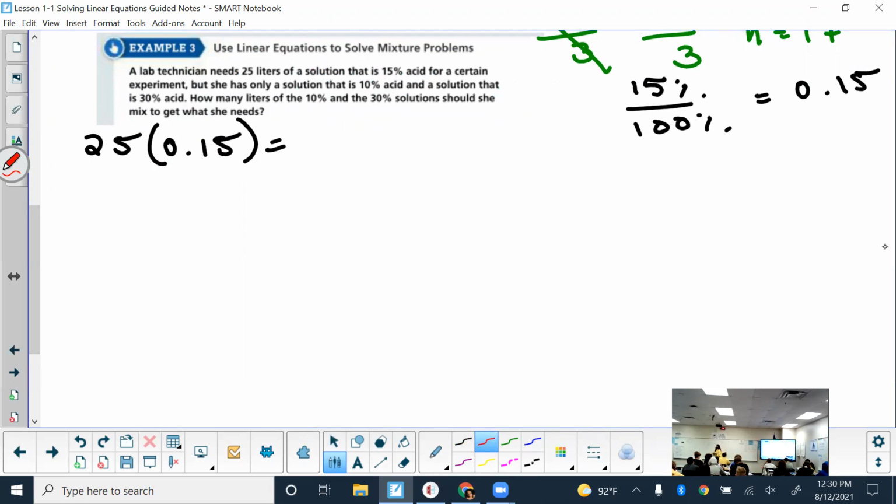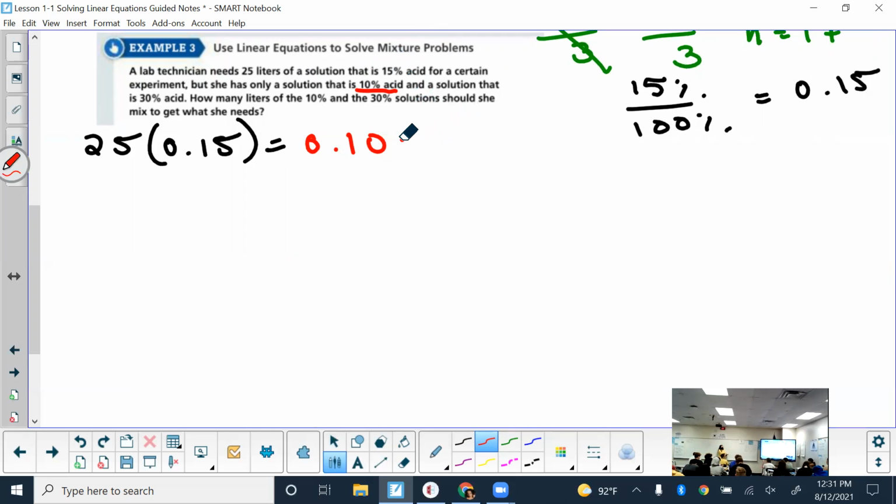So 10% written as a decimal is what? 0.1. I'm going to put 0.10. Same thing. All right, so 0.10. Do we know how many liters of the 10% acid she needs right now? Does it say? It doesn't say. That's what we're trying to figure out. So we're going to label it a variable.